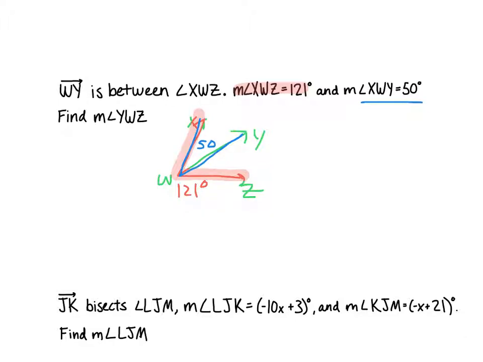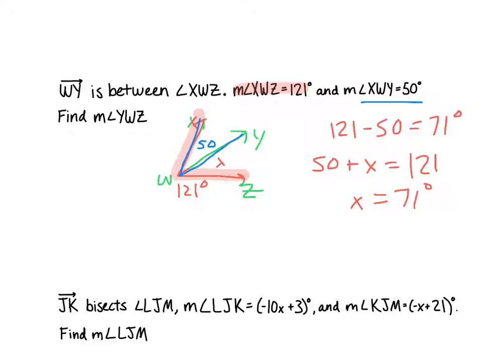Yeah, we need to just subtract it. So we could do 121 minus 50, and we would get 71 degrees. Or we could call YWZ x, so 50 plus x is equal to 121, and we would get x is equal to 71. So you could do it either way. So the measure of angle YWZ is equal to 71 degrees. I need to see that degree sign on the test, okay?